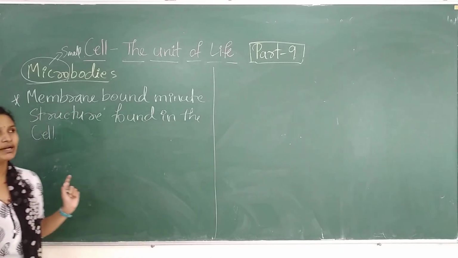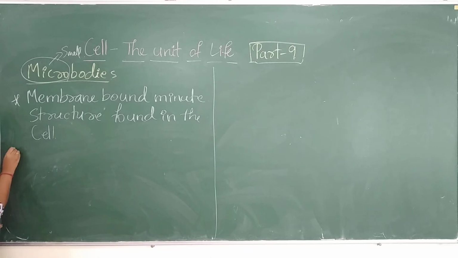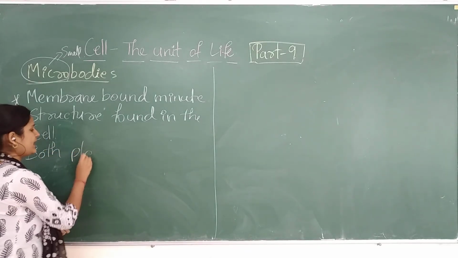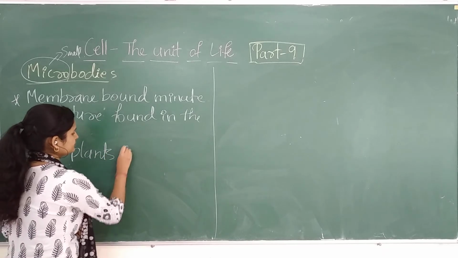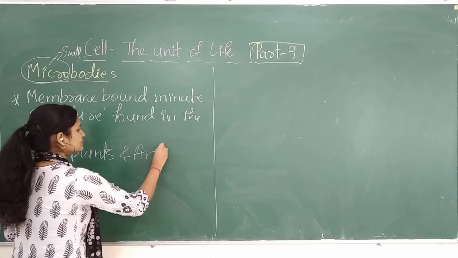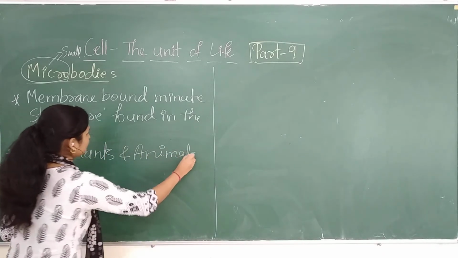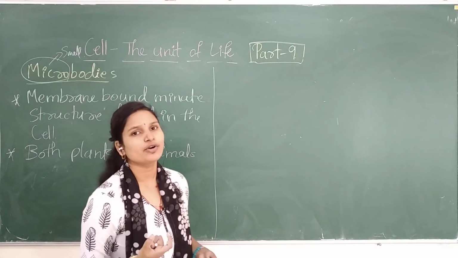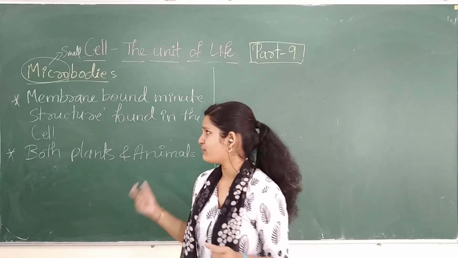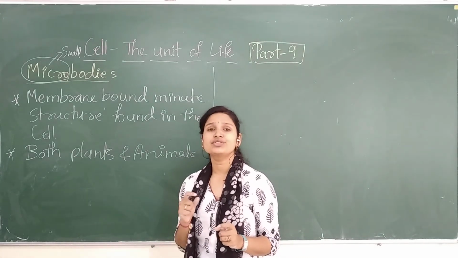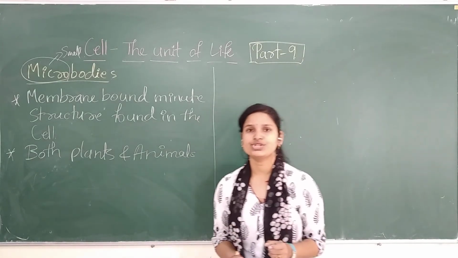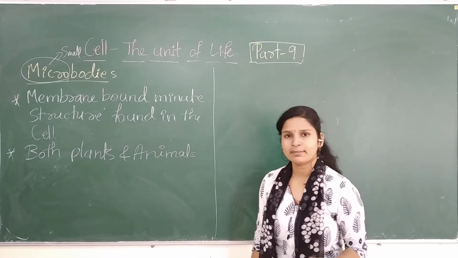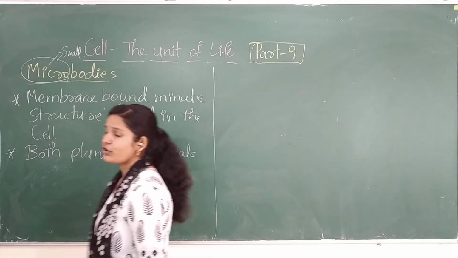These are the microbodies which are present in both plants and animals. So try to understand that microbodies, micro meaning small, are small minute, membrane bound structures which are present in the cell, and the main purpose is storage, for example the peroxisome.